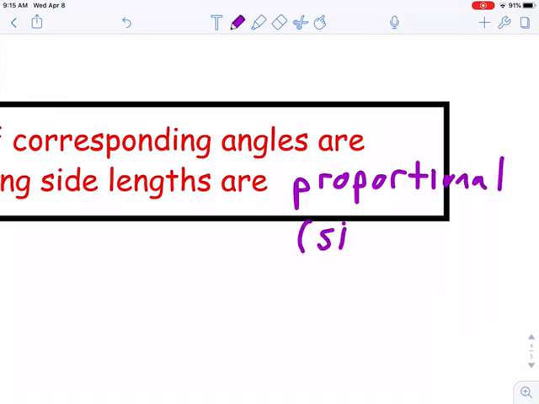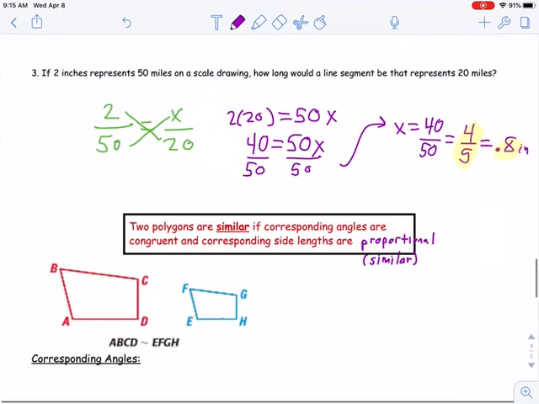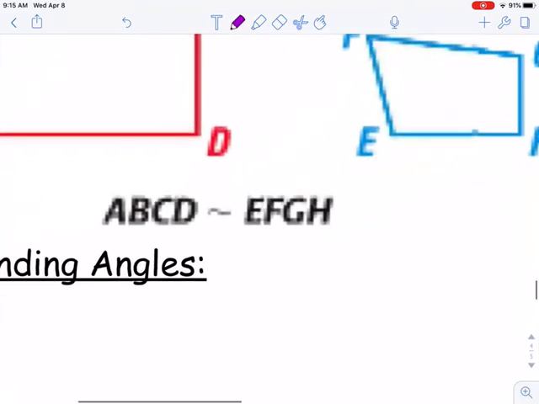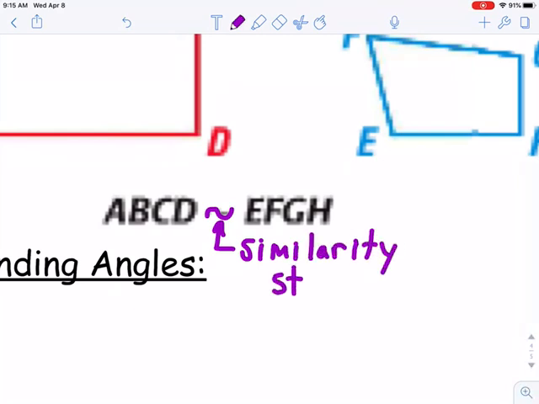Or you can think of similar as officially proportional. And we're going to talk about all what that means here in the future. All right, so see how this says ABCD, a squiggly line, EFGH? This is the notation for similar. And this is a similarity statement.